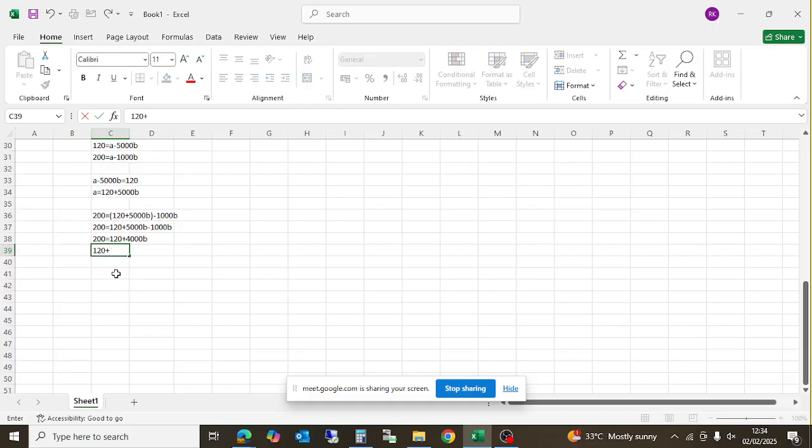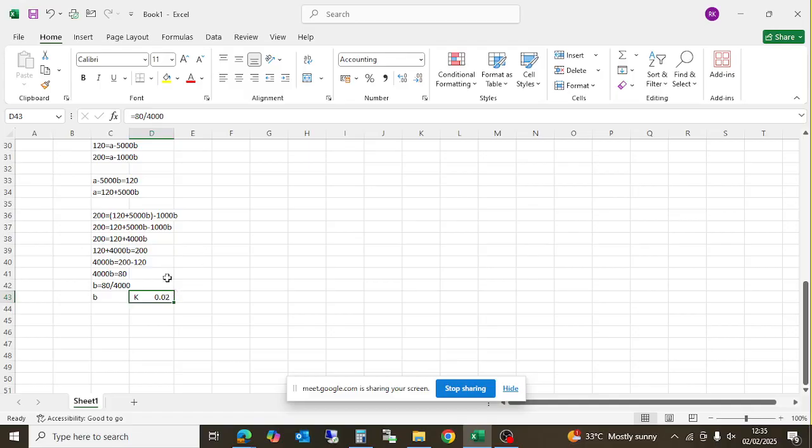So 120 plus 4000B is equal to 200. I'll take the 120 to the other side, so 4000B is equal to 200 minus 120, which is 80. Then B is equal to 80 divided by 4000, which is 0.02.